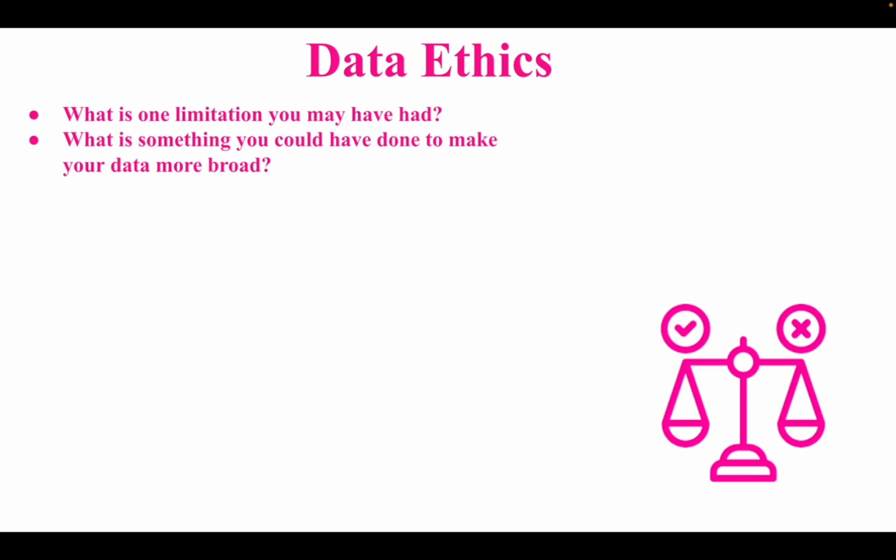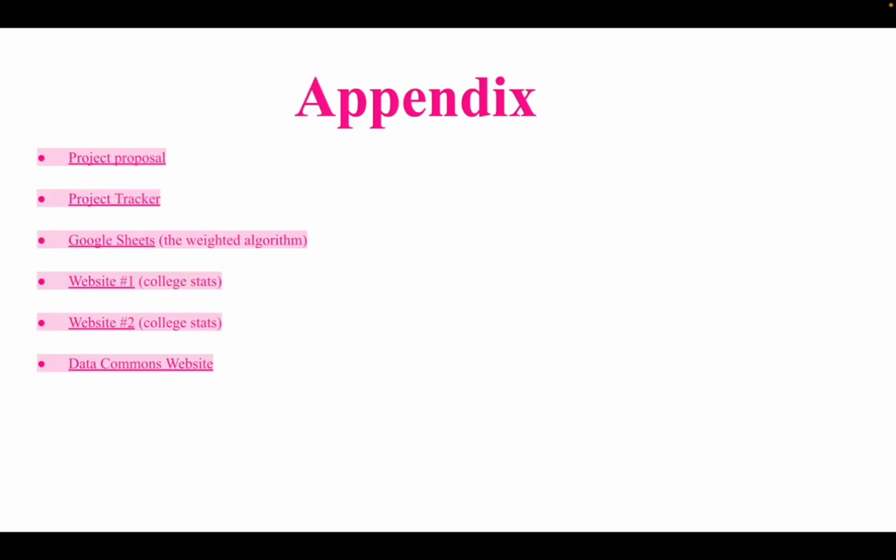And something I could have done to make my data more broad: I definitely could have made it more broad if I had chosen a different college major to focus on. Interior design isn't the most popular major, and I understand that. If I wanted to make it more broad, I could have done psychology or business, something like that, or I could have just done the top 10 colleges in the United States across all majors. However, I wanted to stick to interior design because that's what I'm majoring in and that's what I want to focus on. So I had more of a bias towards that. And that's it. Thank you.